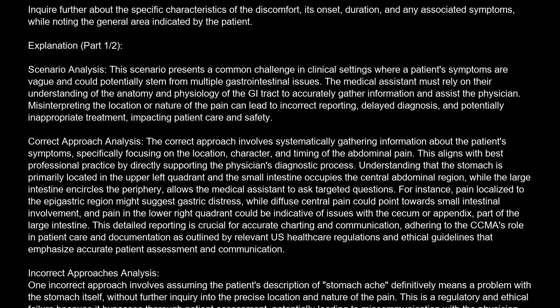Incorrect approaches analysis. One incorrect approach involves assuming the patient's description of stomach ache definitively means a problem with the stomach itself, without further inquiry into the precise location and nature of the pain. This is a regulatory and ethical failure because it bypasses thorough patient assessment, potentially leading to miscommunication with the physician and overlooking other significant GI tract structures that could be the source of the pain.